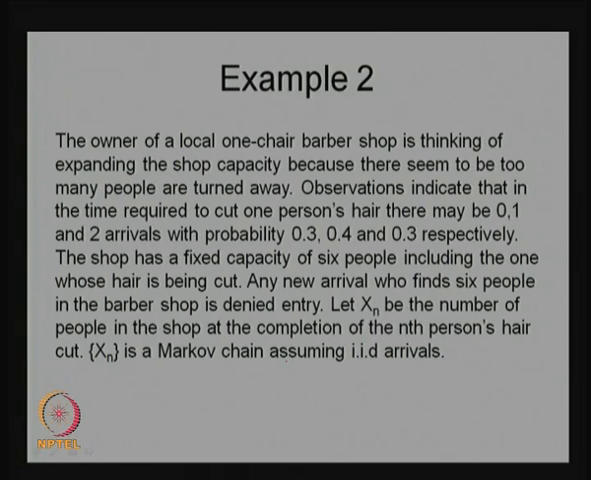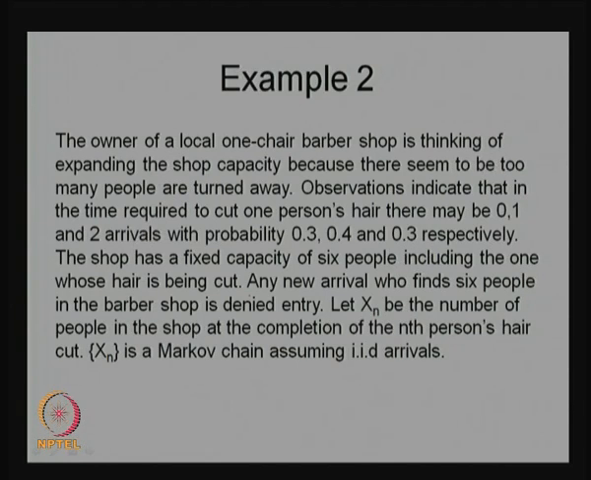So, this information is very important. That means during one person's haircut, the probability that no people turn up is 0.3, 1 person may turn up with the probability 0.4, and 2 arrivals are possible during one person's haircut with the probability 0.3. Therefore, the summation of probability is 1. So, during one person's haircut, only these 3 possibilities exist: 0 arrivals, 1 arrival or 2 arrivals.